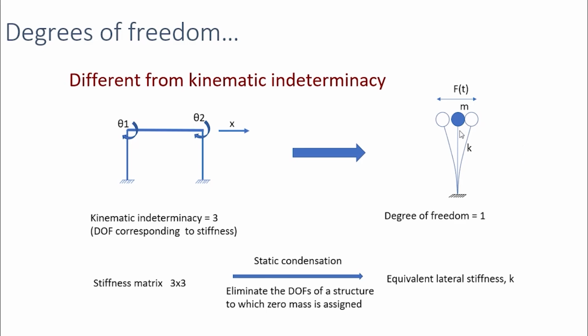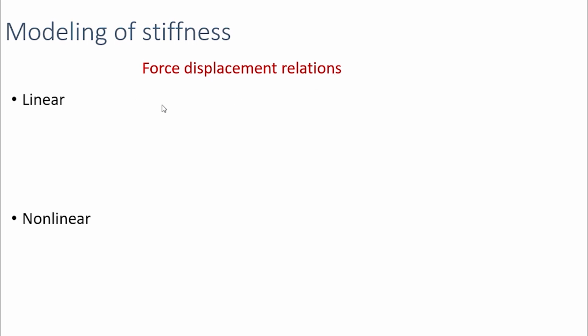So we just learned how to model the mass in dynamic analysis. We learned about degrees of freedom. Now let us review how stiffness is modeled. This is similar to the modeling of stiffness in static analysis, so we are not going into much detail. Stiffness defines the force displacement relation in a structure. It can be modeled as linear or non-linear stiffness. In the case of linear stiffness, we assume that Hooke's law is valid. The force is proportional to the displacement produced, and the stiffness is defined as the proportionality constant.